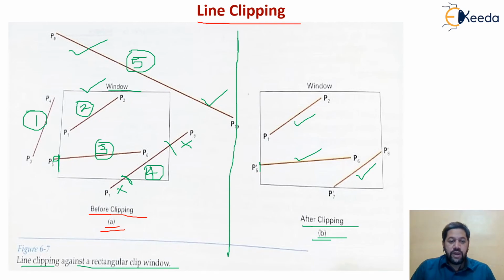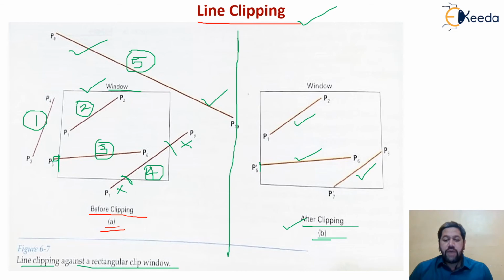So I can say line number 2 is totally visible and is displayed inside the window. Lines number 3 and 4 are partial. We find the intersection point, and the outside part of the line is discarded. The same thing happens with line number 4: the part which is outside this window is discarded. And we get this diagram after clipping. This is what we have to achieve under line clipping.